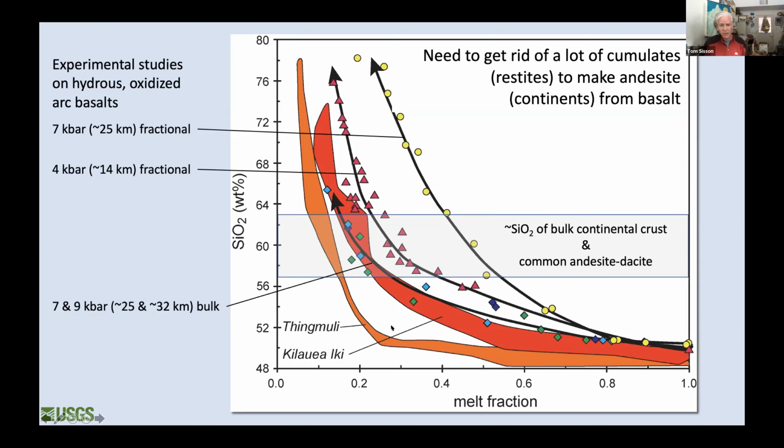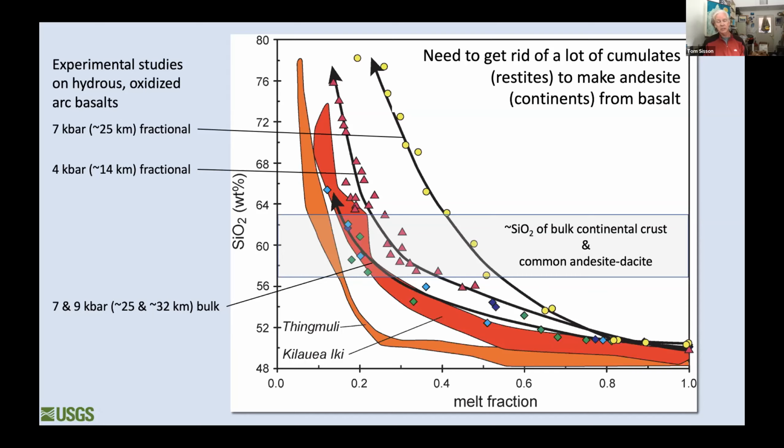So for reference, the solid fields are a couple of dry, well-studied magmatic systems, Thingmuli in Iceland and Kilauea Iki in Hawaii. These are what would be called tholeiitic systems. And then the various symbols are different experimental studies that have been performed. And even the most advantageous under deep crustal conditions, it takes about 50% crystallization differentiation to produce a liquid that looks like bulk continental crust.